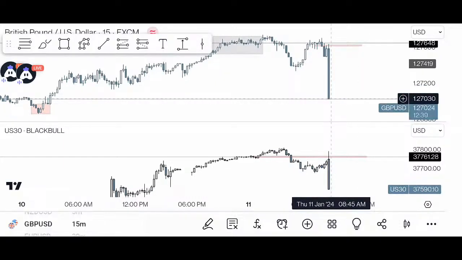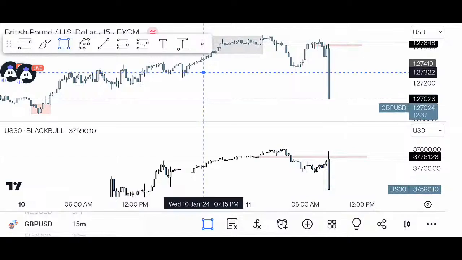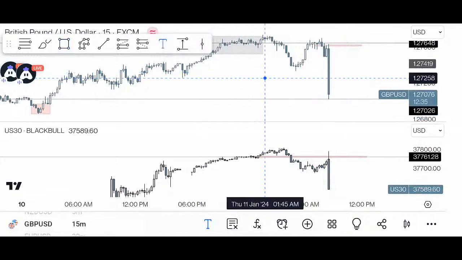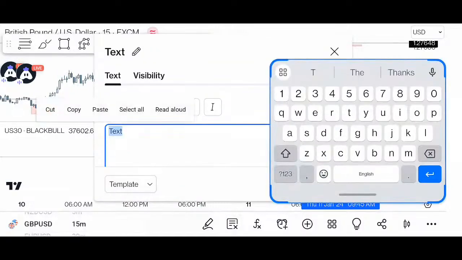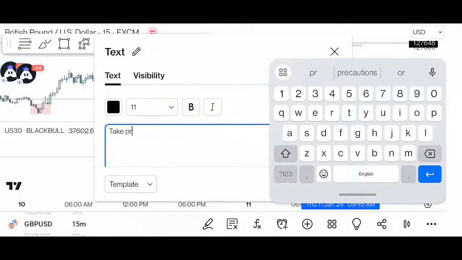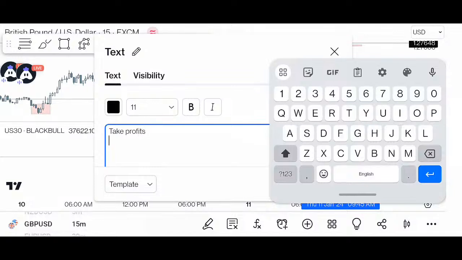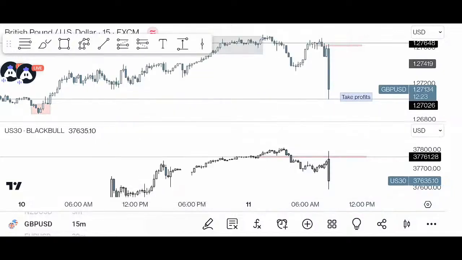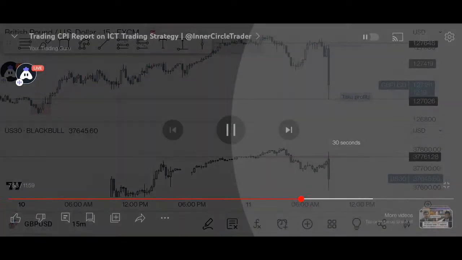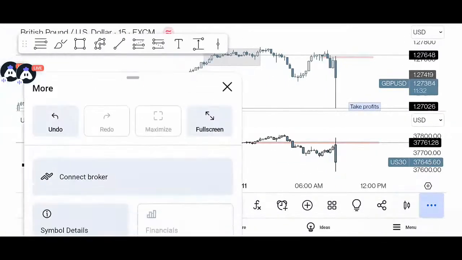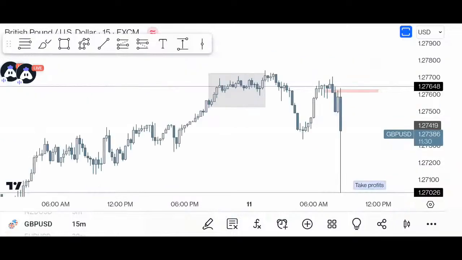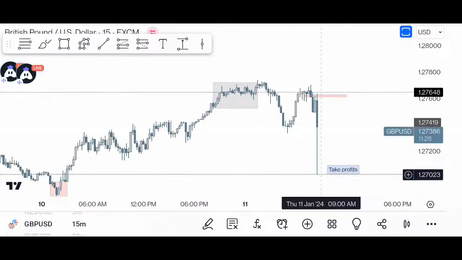There it is. It touched that point, and now I told you to take profits there, and yes, my microphone was off, so I told you to take profits, and there it is. There is the pump. So I will fast forward this video. You can see that you got that pump from there. So this is how you trade the CPI report on the ICT trading strategy.